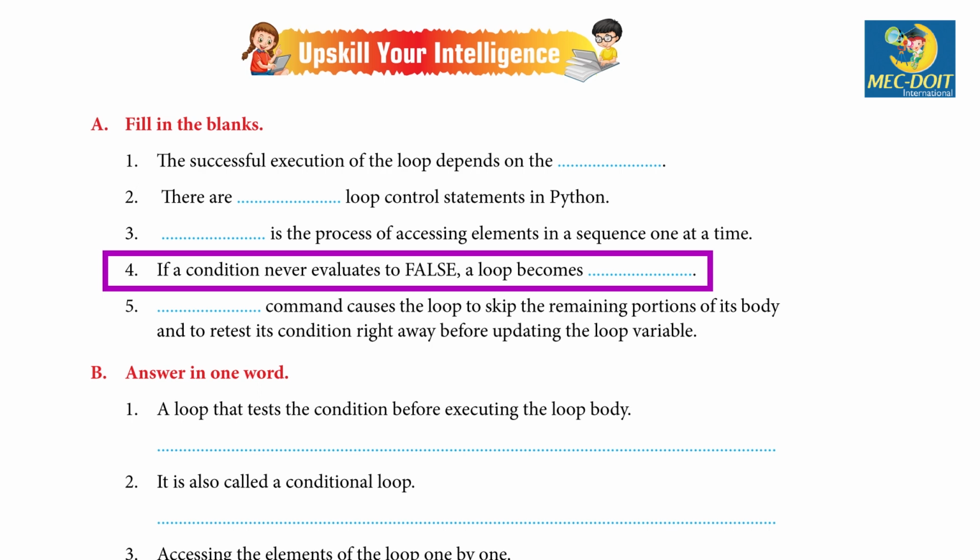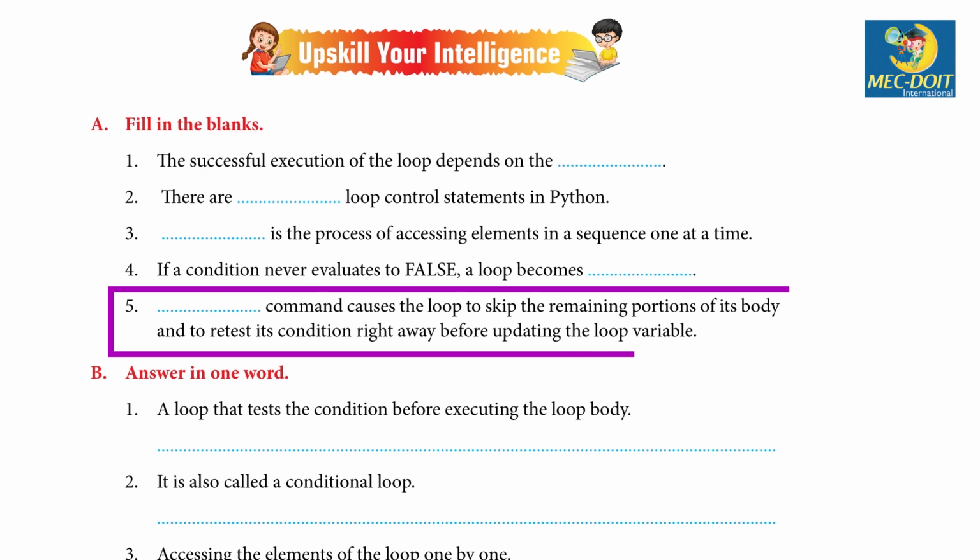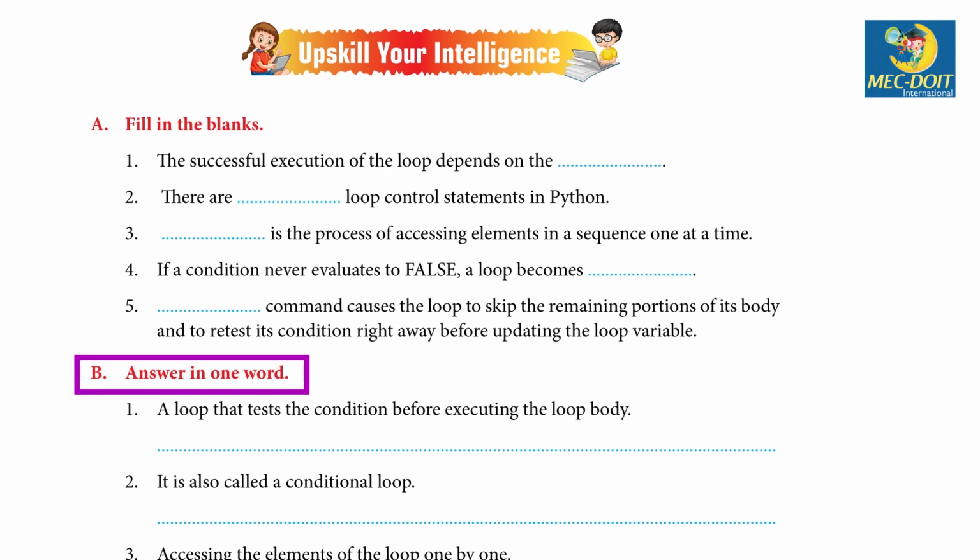5. Dash command causes the loop to skip the remaining portion of its body and to retest its condition right away before updating the loop variable. Answer: Continue statement. B. Answer in one word.